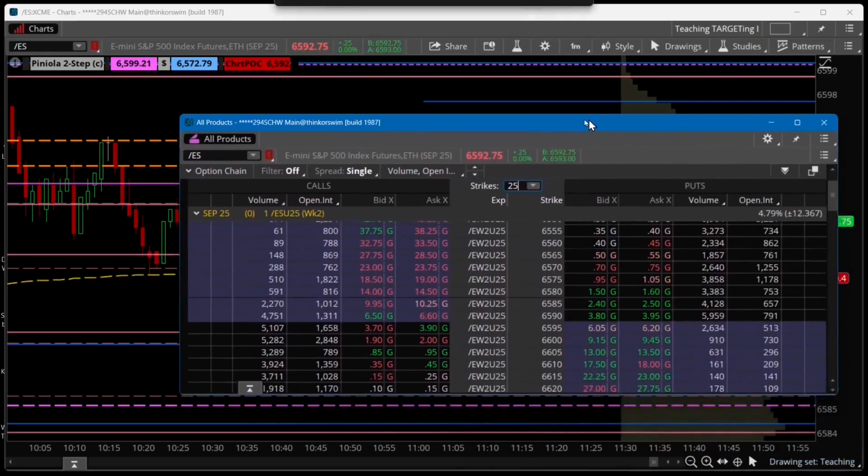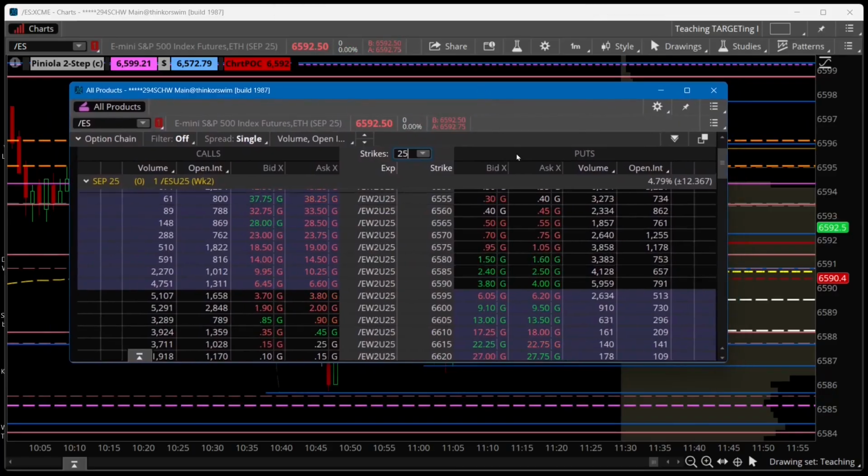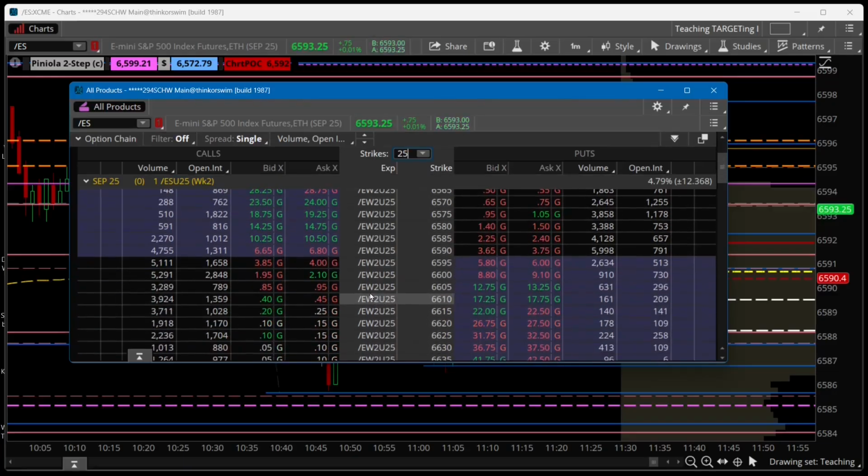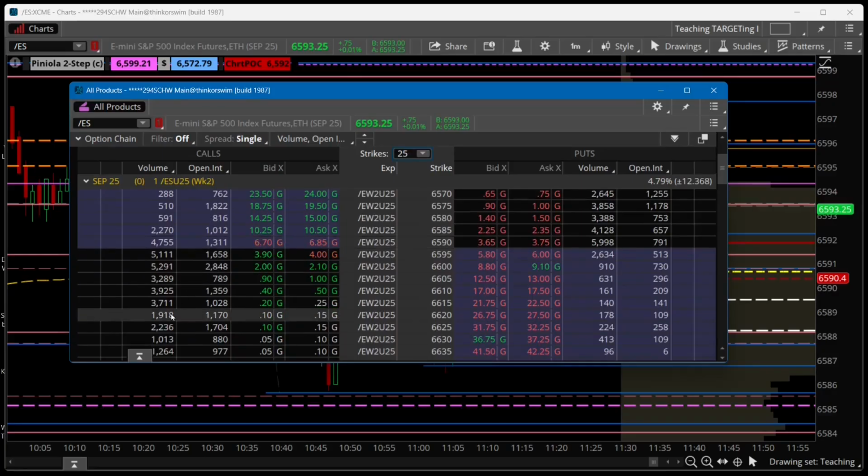Okay, I'm looking at the open interest right now of the ES, and we got a lot of open interest at the 65.50, with quite a bit of volume. It seems to be the biggest target. We've got a lot of volume at 90. And then I'll look over here on the call side, and we've got a lot of volume in this 65.95 area.